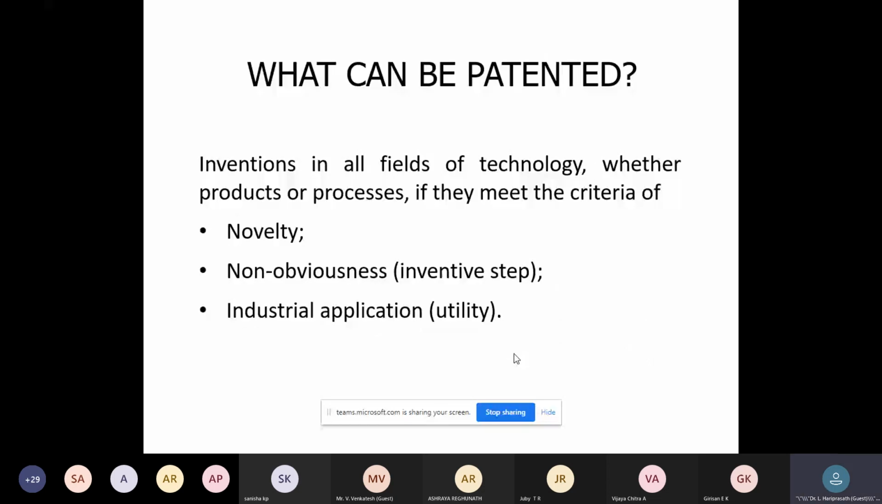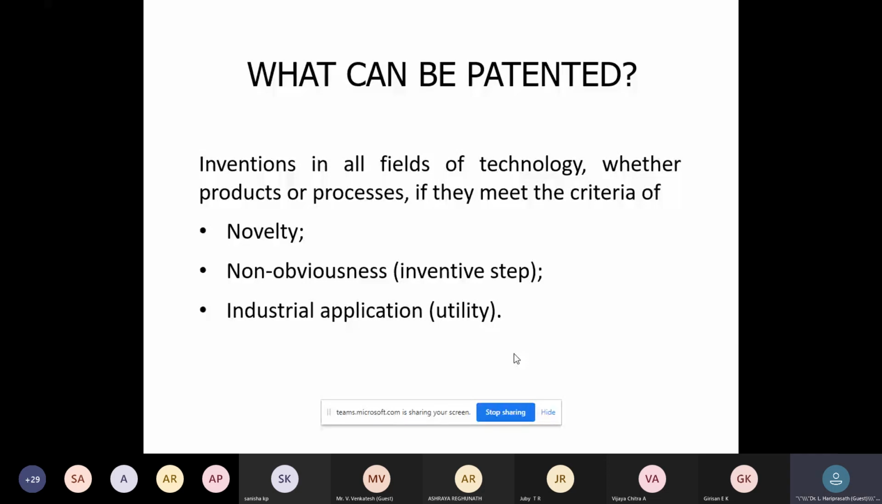So what can be patented? I said it's an invention. You need to have an invention to get patented. But what are the major criteria that look into patentability? The first one is novelty. It should be novel when compared to the prior art, in the sense of what has been published earlier or revealed earlier in any literature. So the foremost thing for any patent application is novelty, and the next is non-obviousness.